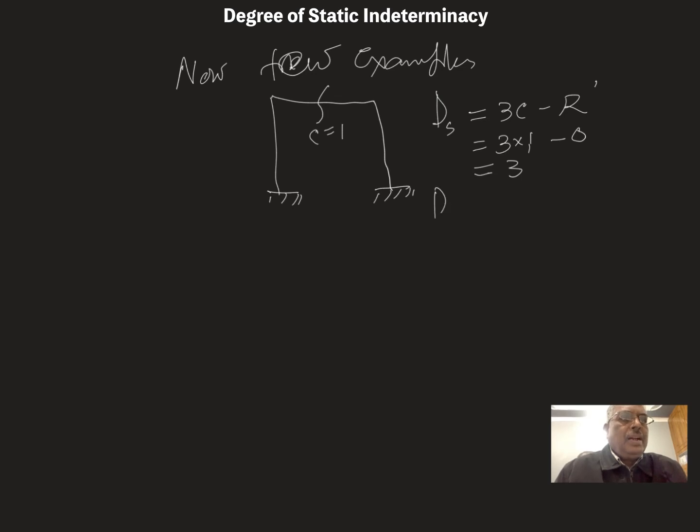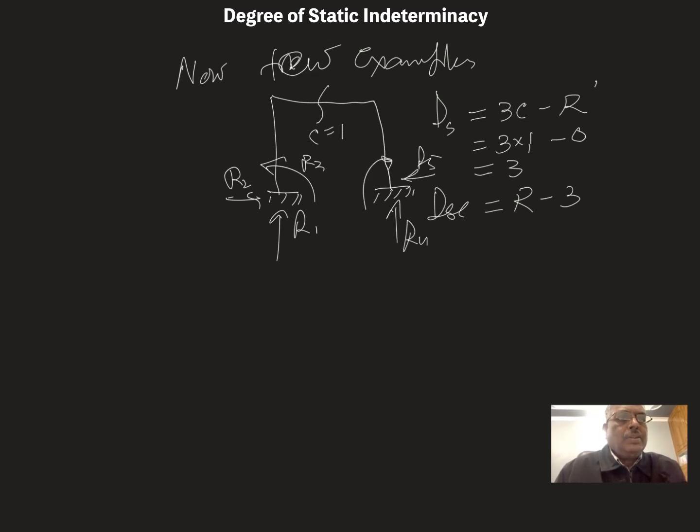Now external DSE is R minus 3. Here reactions are 6: 1, 2 and 3, and similarly here also R4, R5 and R6. So total reactions are 6. Therefore 6 minus 3 is equal to 3. So the total degree of indeterminacy is 3. External is 3, therefore internal indeterminacy is 0.